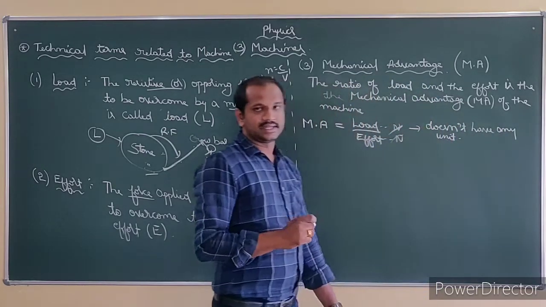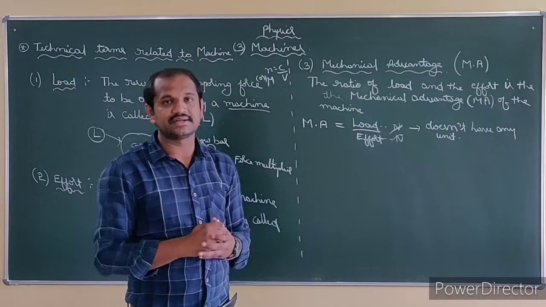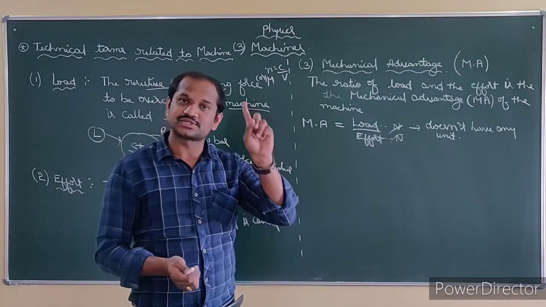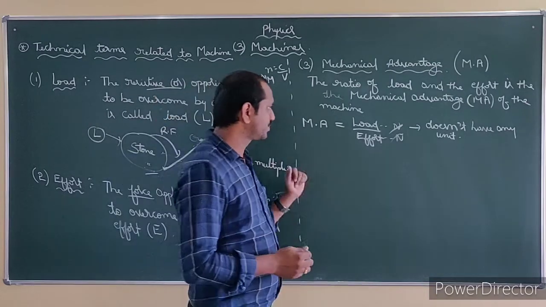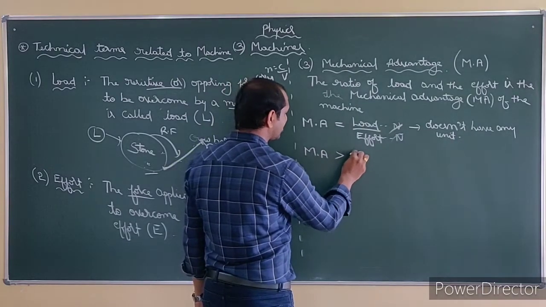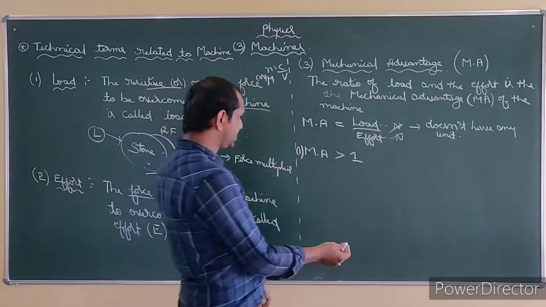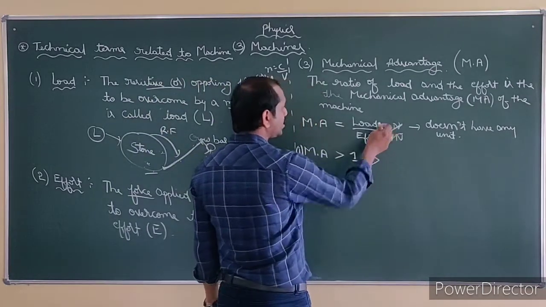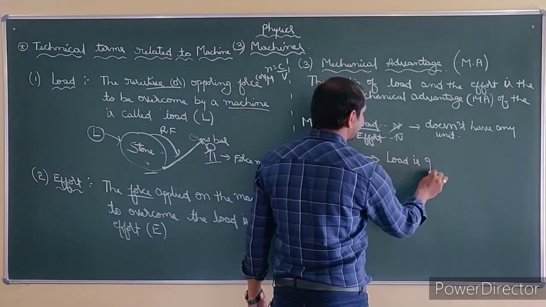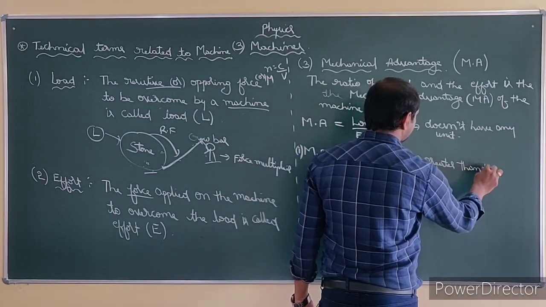Understand? Now we will see when mechanical advantage is greater than 1, when it is less than 1, and when it is equal to 1. Now, when can I say mechanical advantage is greater than 1? First condition: when mechanical advantage is greater than 1, it means the load is greater than the effort.